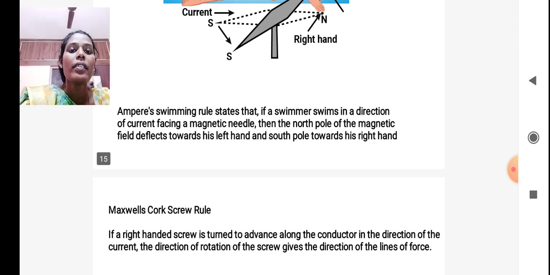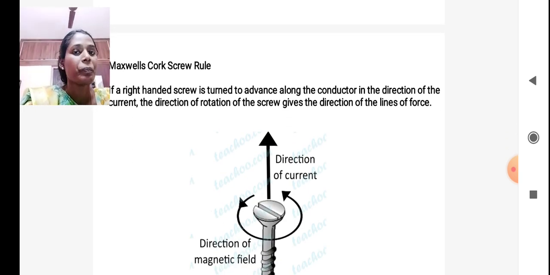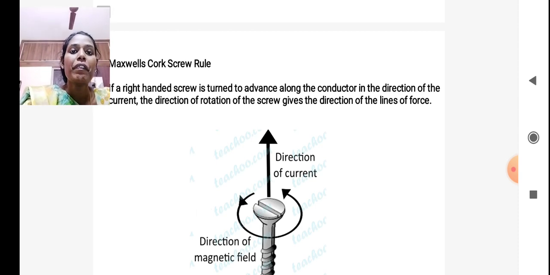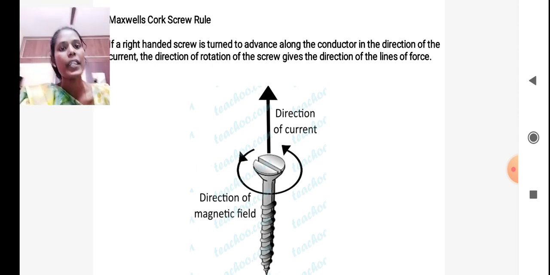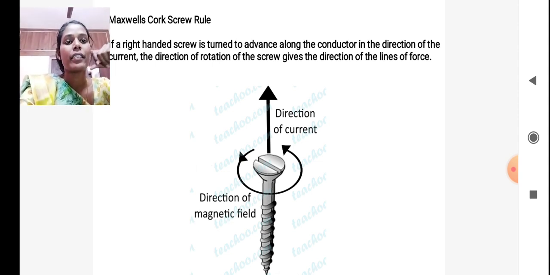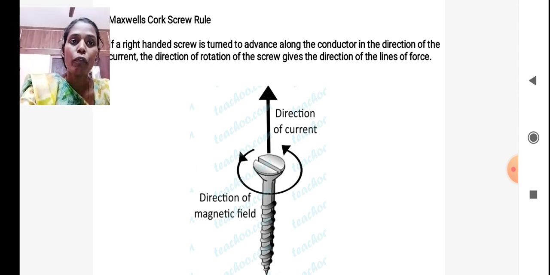The next important rule is Maxwell's corkscrew rule. If a right-handed screw is turned to advance along the conductor in the direction of current, the direction of rotation of the screw gives the direction of the lines of force. Here you see the direction of the current. Imagine a right-handed screw turned to advance along a conductor; that direction indicates the direction of the current, and the direction of rotation of the screw gives the direction of the lines of force. So this is all about Maxwell's corkscrew rule.